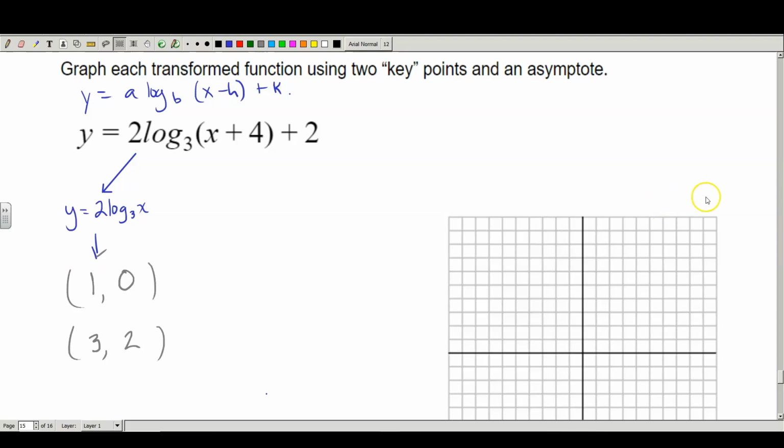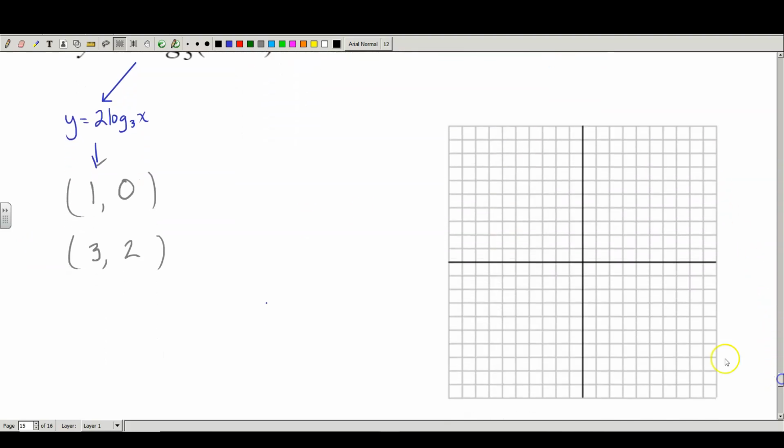And of course, the asymptote for this is going to be x equals 0. So let's put that in here as well. X equals 0. So my graph is going to be 1, 0, and 3, 2, which is up here. And there's my base graph with an asymptote of x equals 0. So I'd have this vertical line right down like this.